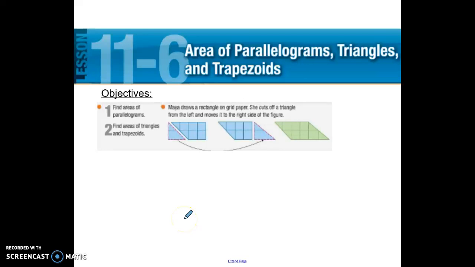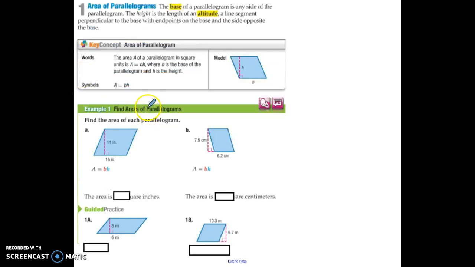Hey class, we're continuing with our geometry section, area. Now we are getting into parallelograms, triangles, and trapezoids. So we're trying to find how many unit squares can fit inside our given figures. So let's take a look.